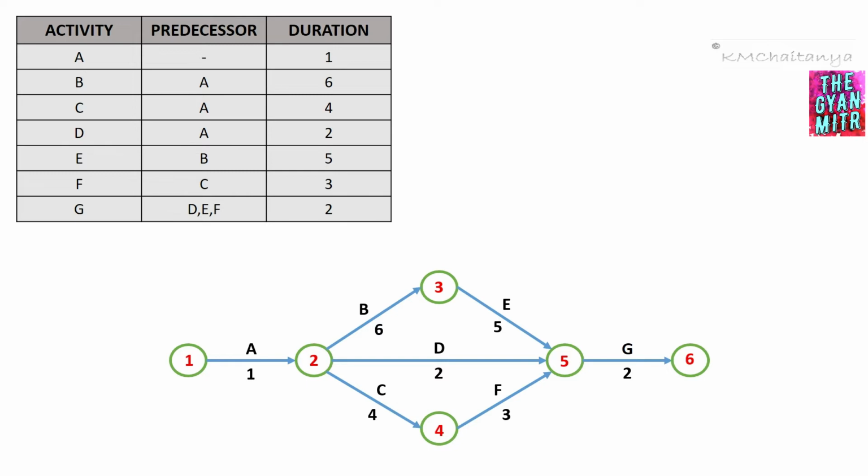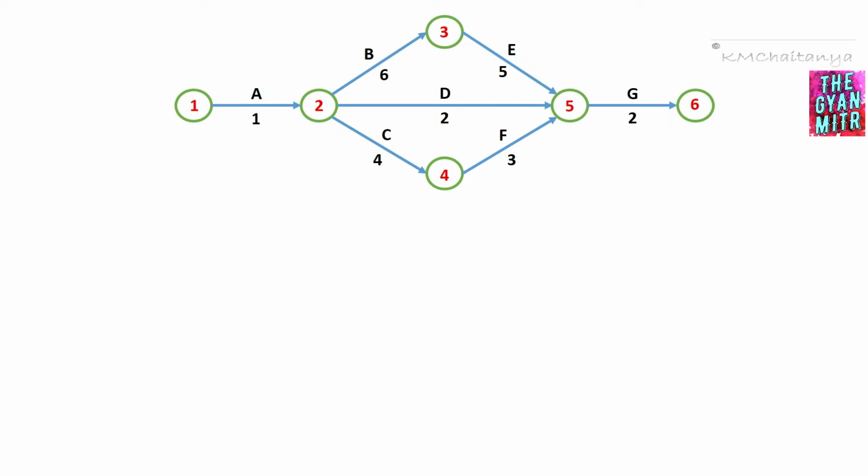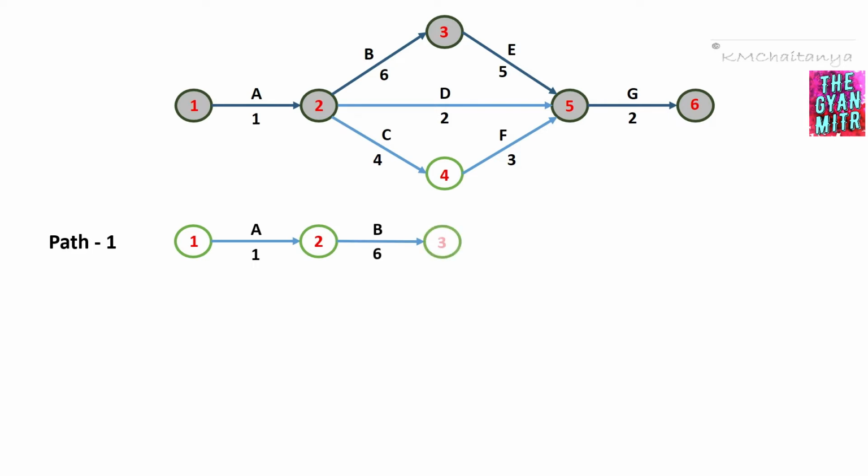Now, done with the network diagram, the next step is to identify the different paths of project completion. We have seen that the path should start from the first event and end at the last event. Here the last event would be event number 6. So the very first path connects events 1, 2, 3, 5 and 6. We have path 1, which I'm going to mark over here: activity A, activity B, activity E and activity G. This would be the first path of our project completion.